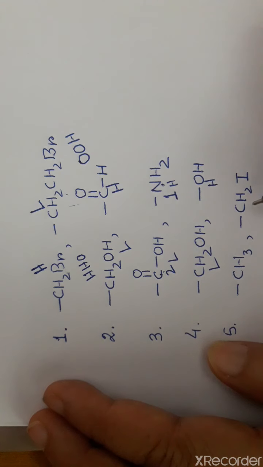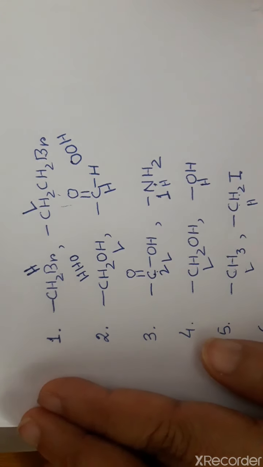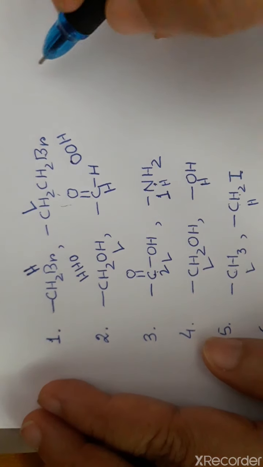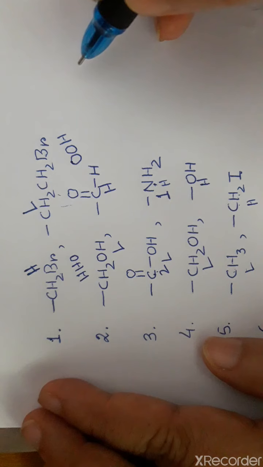Again, among these two, this carbon is attached to 2 hydrogens and 1 iodine, right? And here, this carbon is attached to 3 hydrogens. Definitely, it will get the higher priority and this will get the lower priority, right? And this is the way we can determine the priority of different groups which are attached to the chiral carbon.